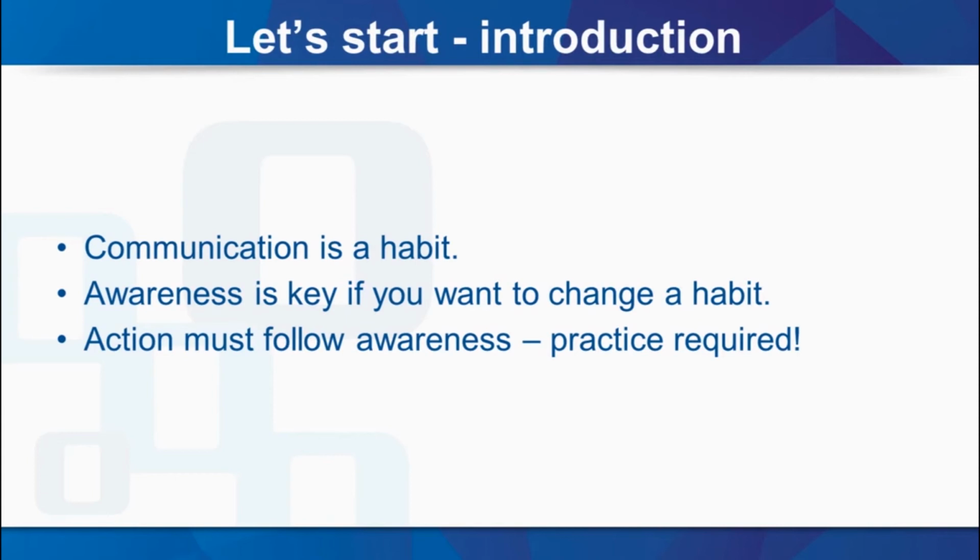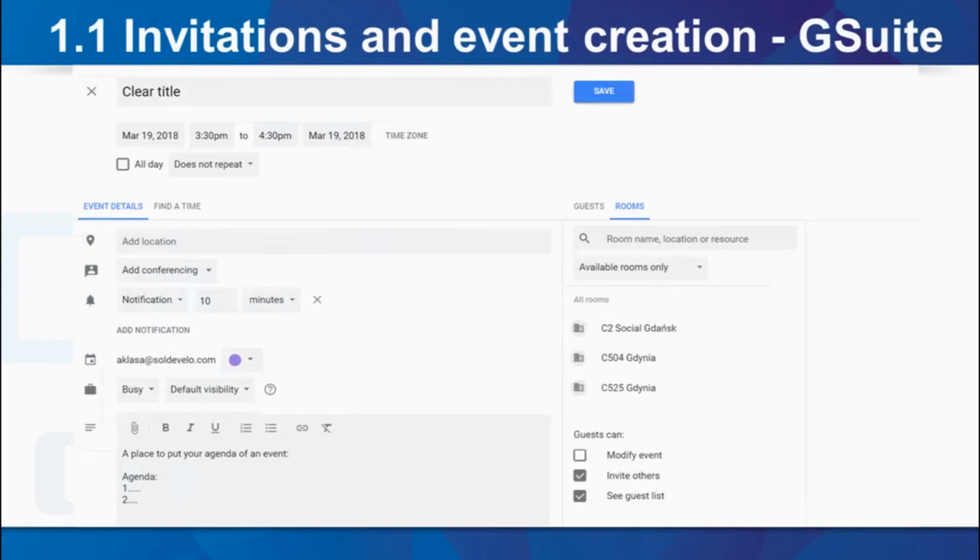Throughout these videos, I'm going to show you examples of common communication failures, such as, in this section, not including a title when sending a meeting invitation, or not adding an appropriate agenda. While these things can happen for different reasons, it's important to recognize if you do any of them regularly, because awareness of a habit is key to dropping it. Of course, actually changing it requires action, and unless you take that action, the habit will continue no matter how much awareness you gain. Let's move on to our first section, invitations and event creation.